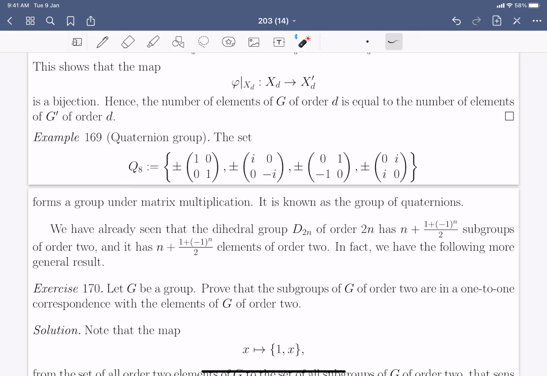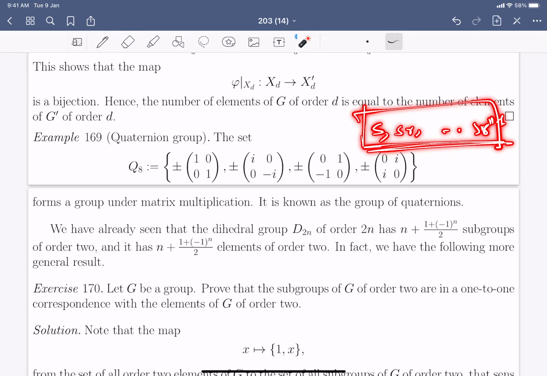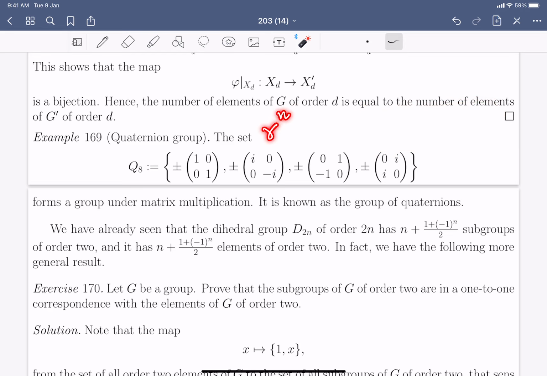Sorry, they are all elements of order 2. So S, SR, and all the way till SR power n minus 1, they are all elements of order 2. And in addition to these n elements, you may get another element, some power of r, depending on the parity of n. If n is even, then you look at r to the power n by 2. This is an element of order 2. And if n is odd, then the subgroup generated by r contains no elements of order 2.